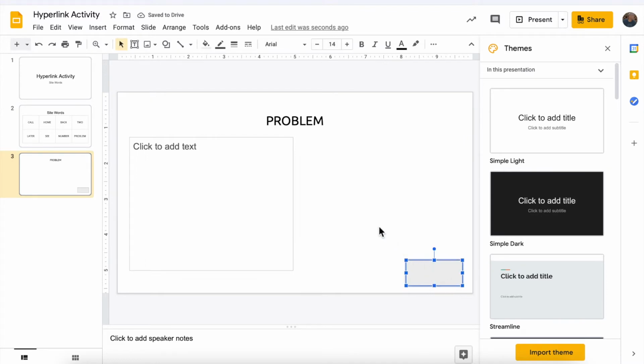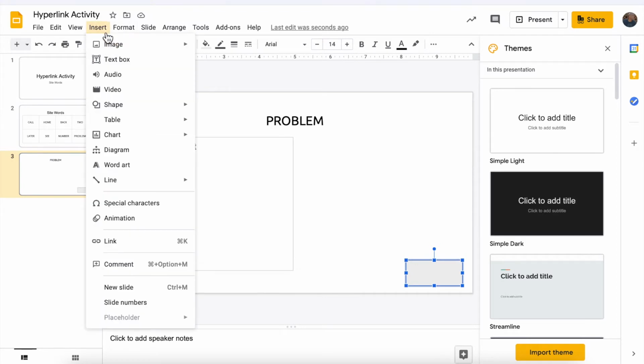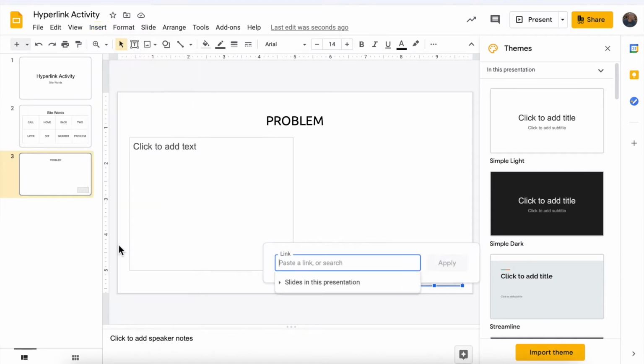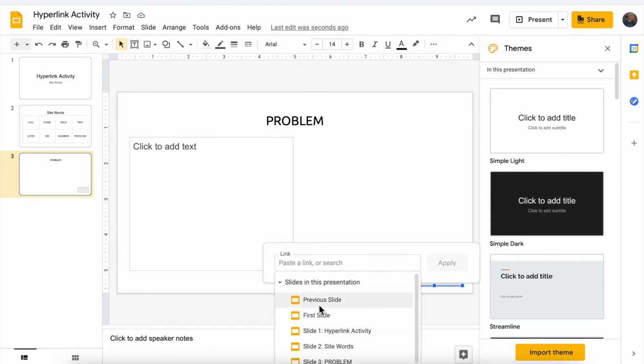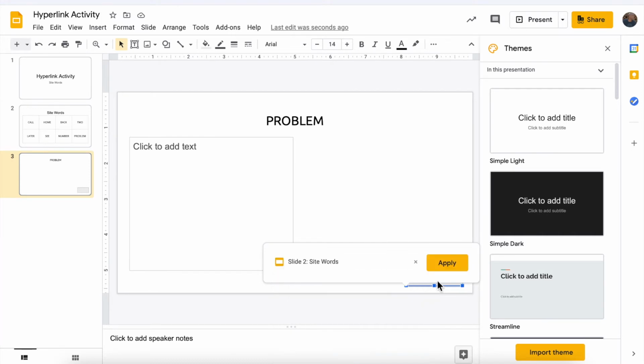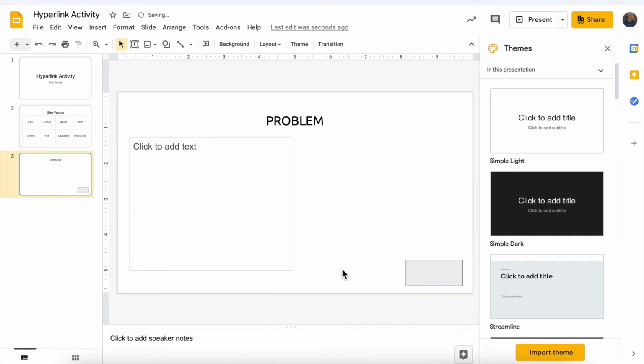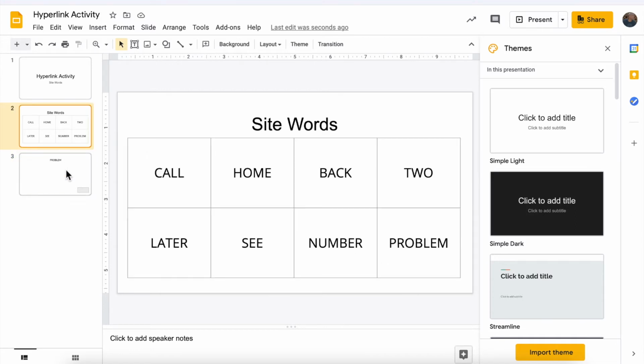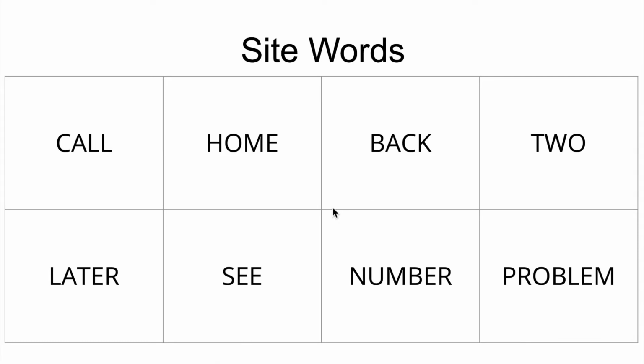And now I'm going to go up here and hit insert and hit link. So I'm going to go a slide in this presentation, and you want the slide that says sight words number 2 and hit apply. So now whenever I click this box, it will take me back to that, and it has to be in the present form up here. We'll do a real quick example. There's the problem word, hit here and it goes back to the sight words.